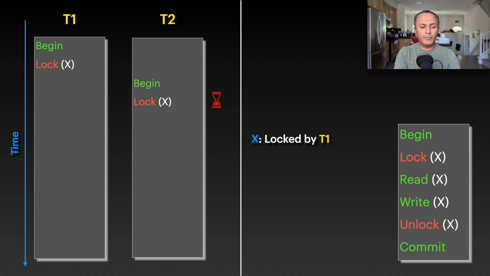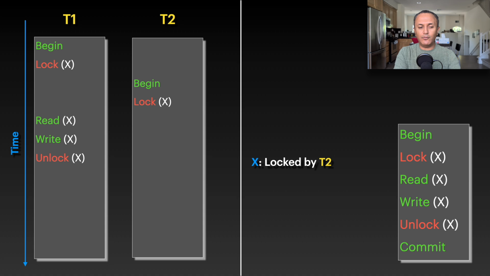Now it's blocked. T1 can proceed, so we'll have the read X and write X normally, and then we get to the unlock operation. So T1 unlocks X, which means that X is no longer locked by T1. This means that T2 can now proceed. So T2 will acquire the lock that it was requesting.